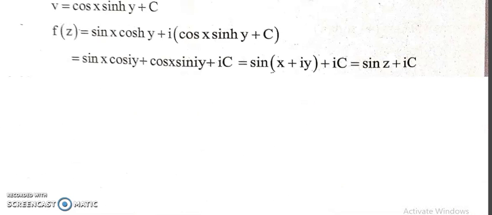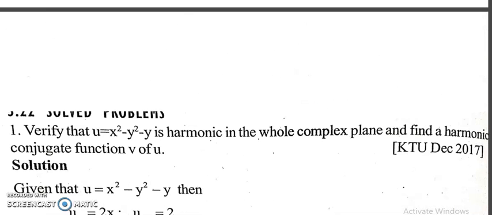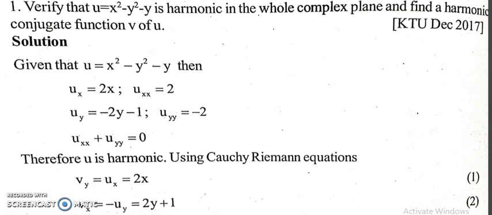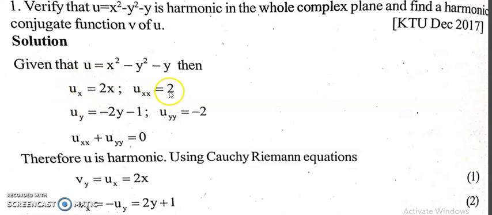Here is a university question. Verify u is equal to x square minus y is harmonic in the whole complex plane, and find a harmonic conjugate function v of u. So now given u is equal to x square minus y, let us differentiate with respect to x and y. ux is 2x, other term 0. uxx means differentiated once again, you get 2.